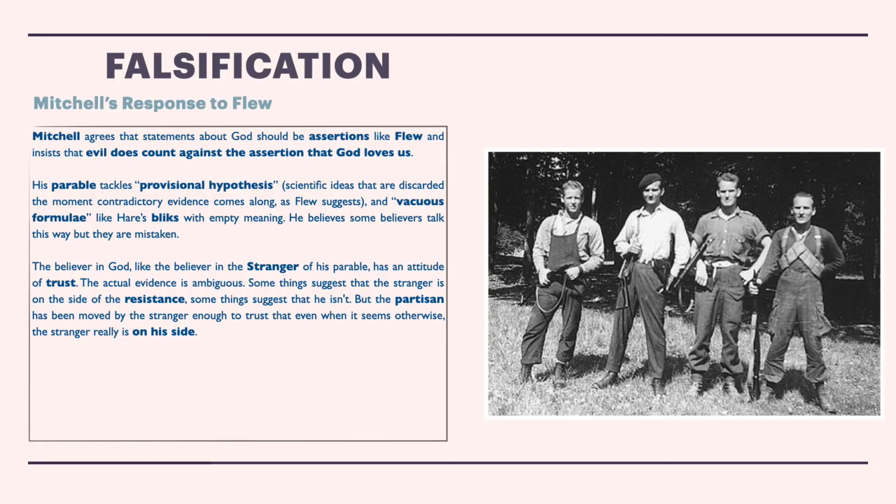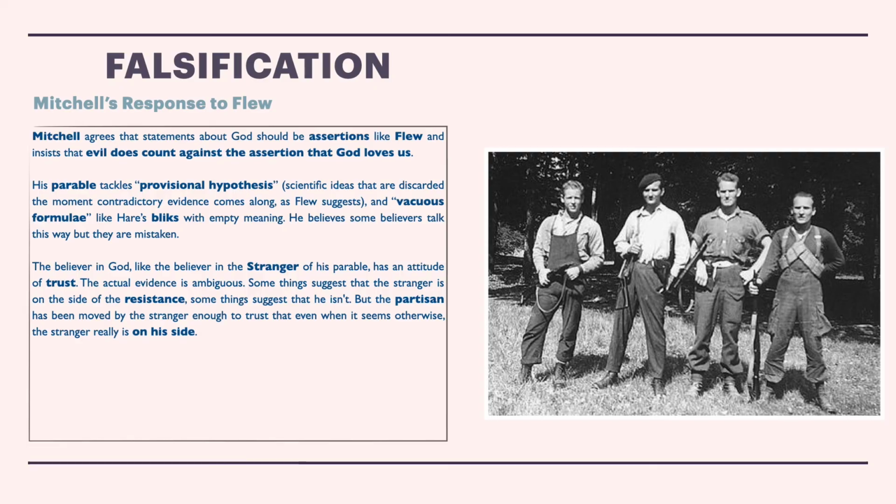Turning to his parable, the believer in God, just like the believer in the stranger of Mitchell's parable, has an attitude of trust. In Mitchell's parable, the partisan meets a stranger in the night, physically meets him, and is convinced that the stranger is on his side of the resistance. But the stranger sometimes, in order not to blow his cover, seems to be working for the enemy. His friends tell the partisan, "Look, your friend, the stranger over there, is helping the enemy. How can we trust him?" And no matter what evidence is presented to the partisan, he still believes the stranger is on his side.